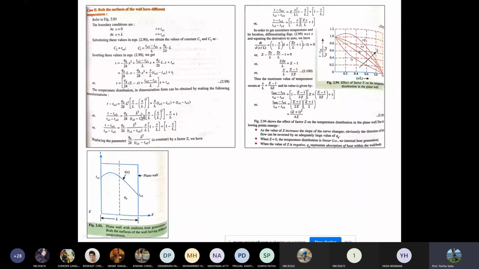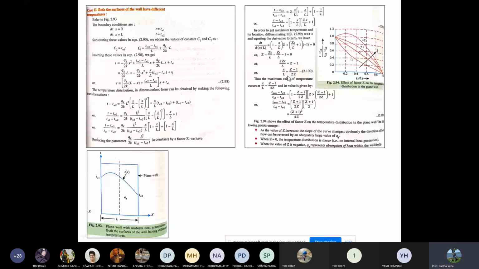Now if you replace this parameter, Qg by 2k L square by (TW1 minus TW2), by a constant factor Z, then we get this expression, right? In order to get the maximum temperature location, this expression needs to be differentiated with respect to x by L and then set to 0. Then x by L becomes Z minus 1 by 2Z.